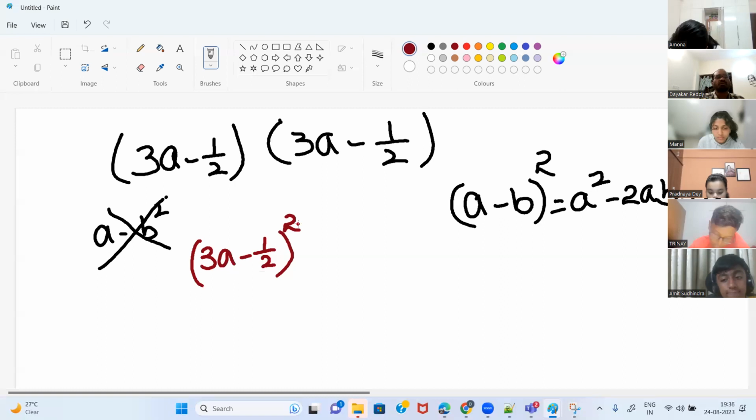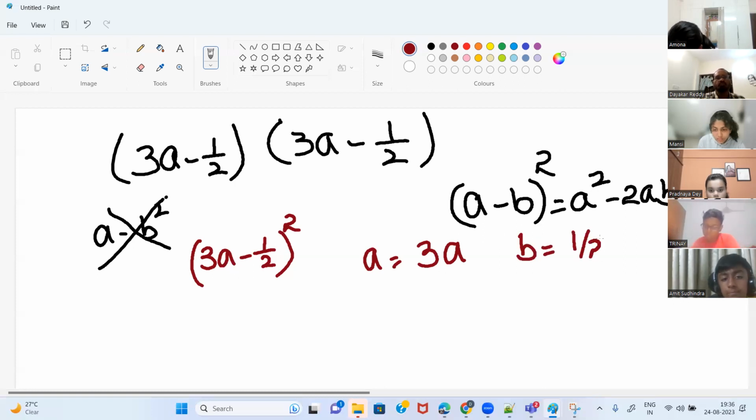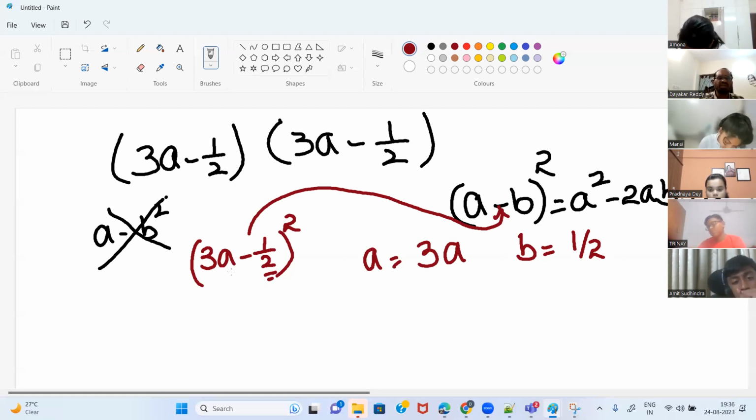Navya, what is the value of a? So it is 3a. What is the value of b? And b is minus 1 by 2. No, 1 by 2. Why are you talking about minus? Minus is there in the formula itself, right? You just need to tell what is a, what is b.